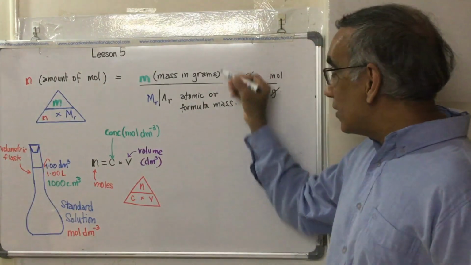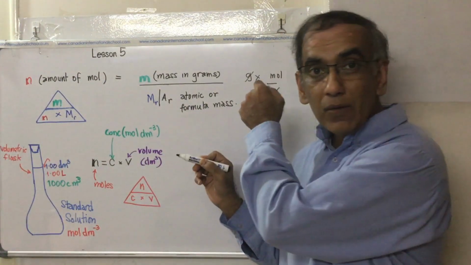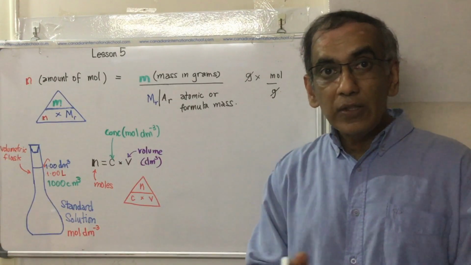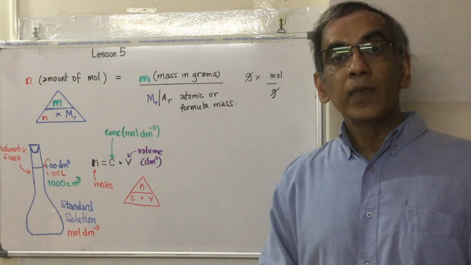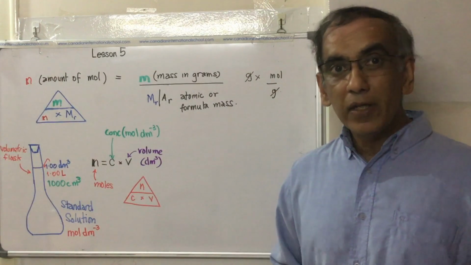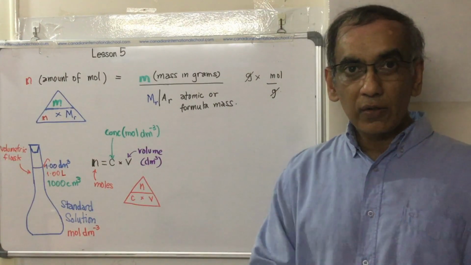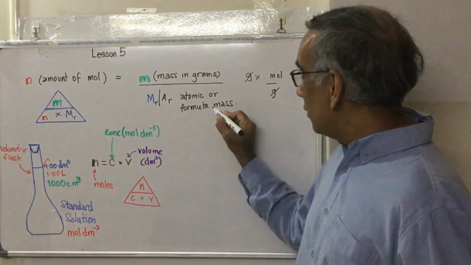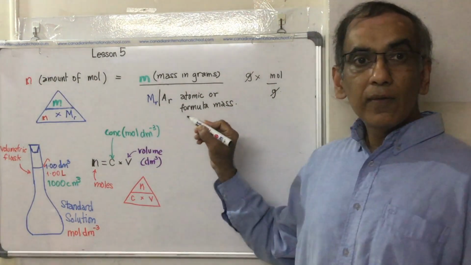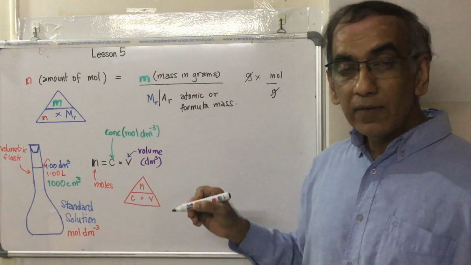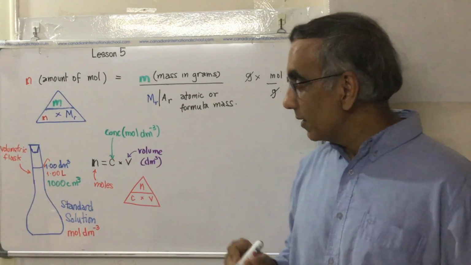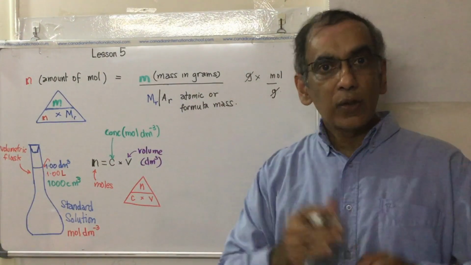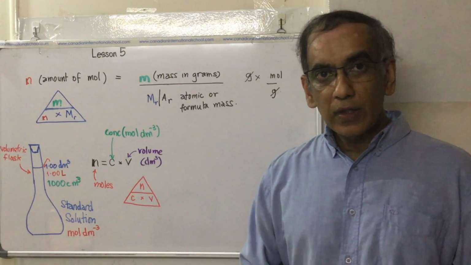But everything needs to match. This mass must be in grams. If it's given in milligrams or in kilograms, then you would need to convert your units first. Unit conversions are very important in chemistry to solve problems. So you convert to grams if needed, and then you divide by the relative formula mass or the relative atomic mass as needed. And this formula here is very important in solving advanced questions in stoichiometry.